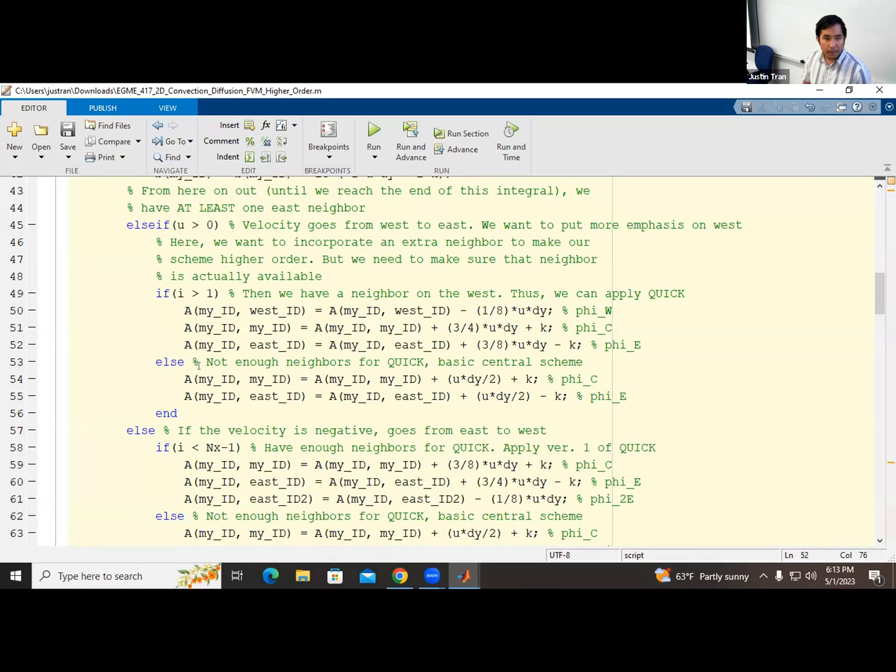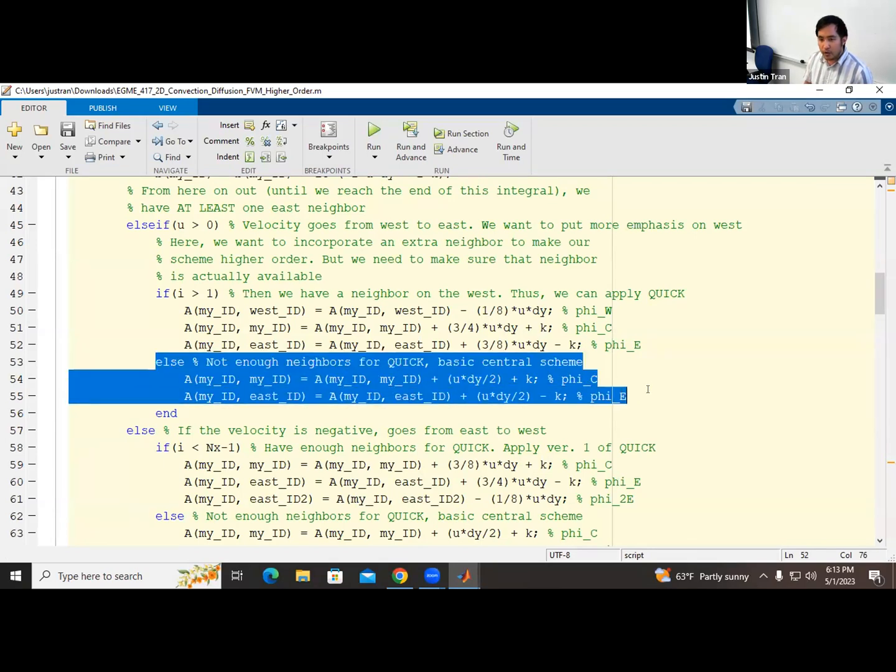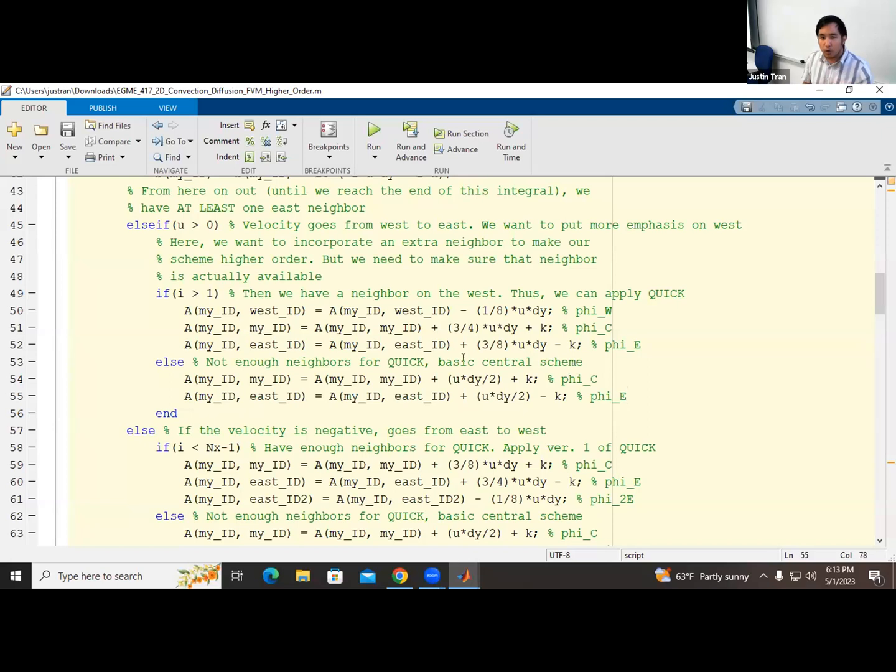But if we don't have enough neighbors for QUICK, so let's say that we don't have a west neighbor, from here we just revert back to our basic scheme. That's what this is right here. We have 1/2 times u times dy on both phi sub c and phi sub e, and we have a plus k, minus k. So there are two levels to check here. First we have to make sure we have an east neighbor. If that's the case, then we move on to our QUICK scheme. Then when we apply our QUICK scheme, we want to make sure we have our extra neighbor there as well.